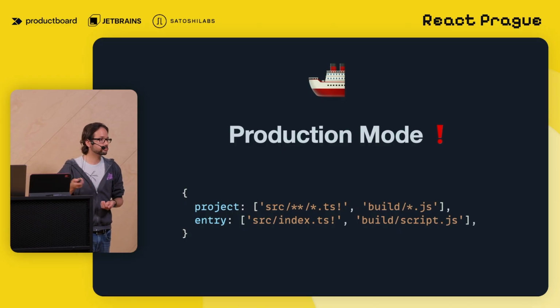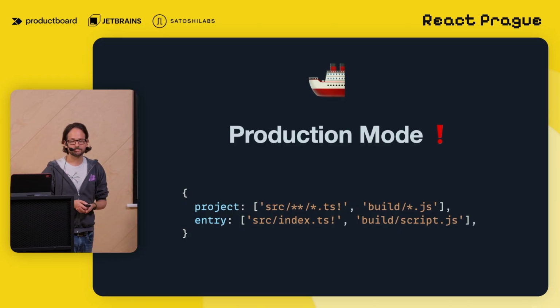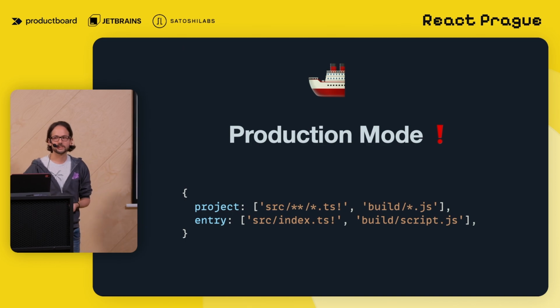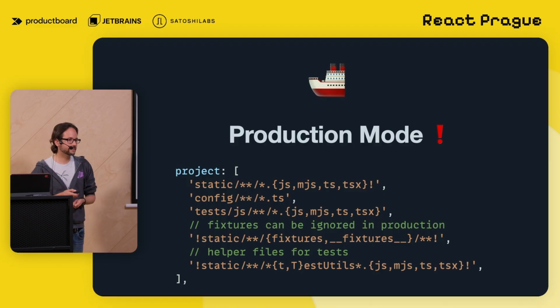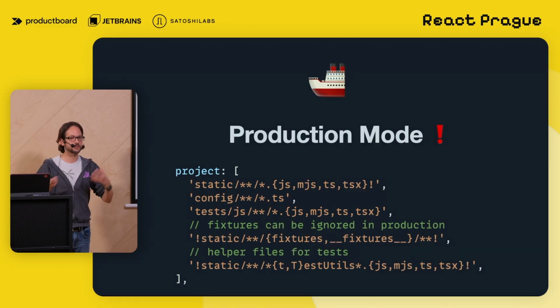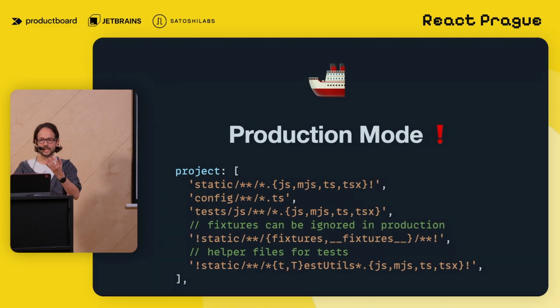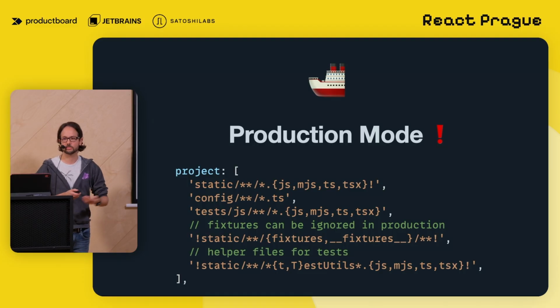And this works really well if your code base is structured like that. The Sentry code base is not structured like that. So for us, it looked a little bit more like this. And that was mainly because there's no structure on where to put test helpers and fixtures. They're just part of the normal static directory that we have. So we needed to actively exclude them in the configuration from the production mode.